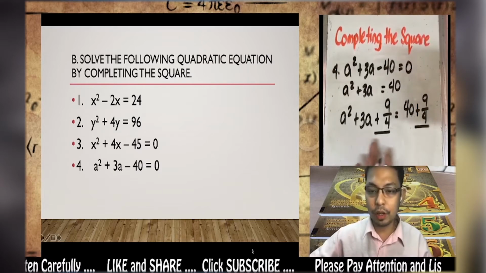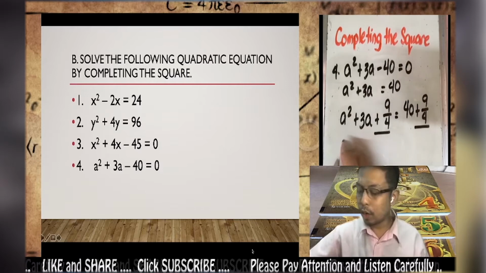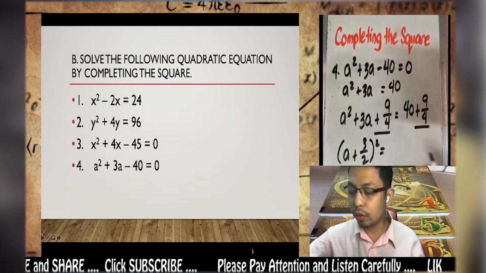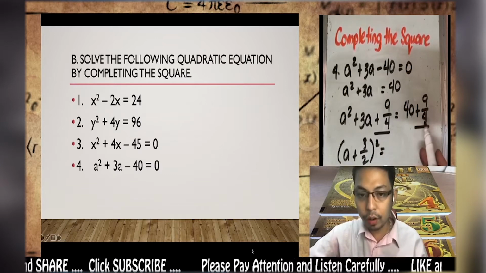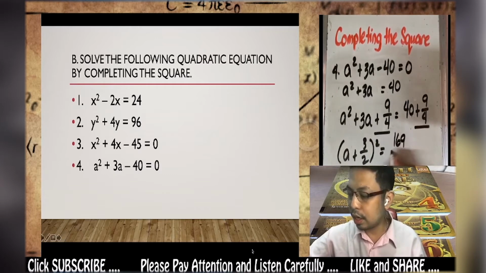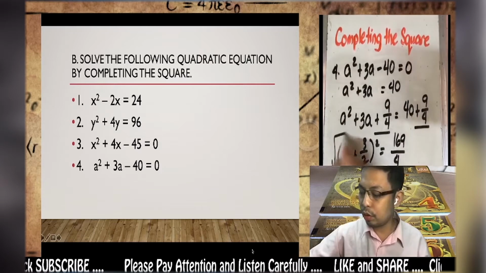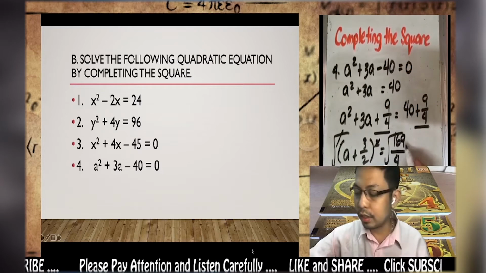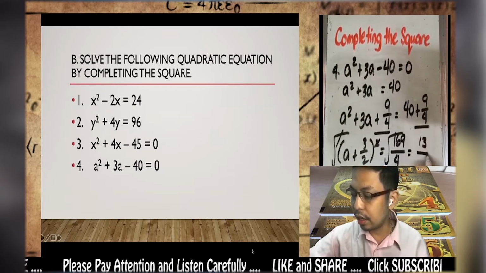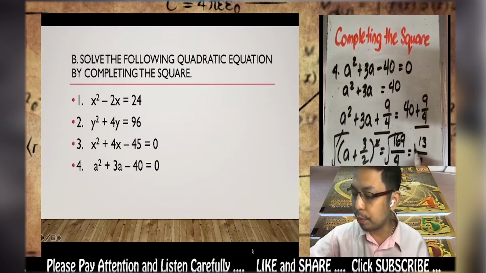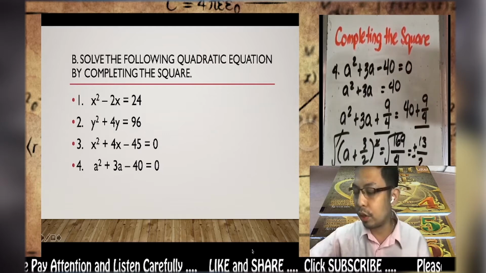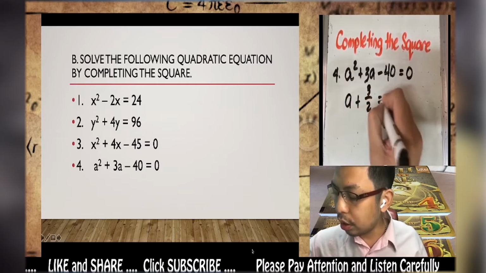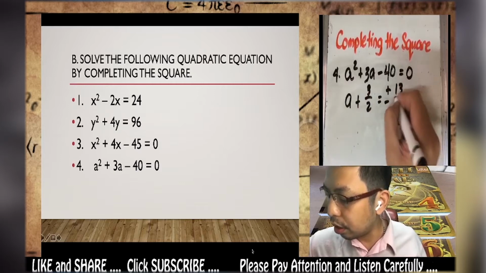This is now a perfect square trinomial that can be written as the quantity a plus 3 over 2 squared is equal to 40 plus 9 over 4. We have 169 over 4. Square root on both sides, cancel. The square root of 169 is 13, and the square root of 4 is 2. This is the positive and negative 13 over 2. We have a plus 3 over 2 is equal to positive negative 13 over 2.